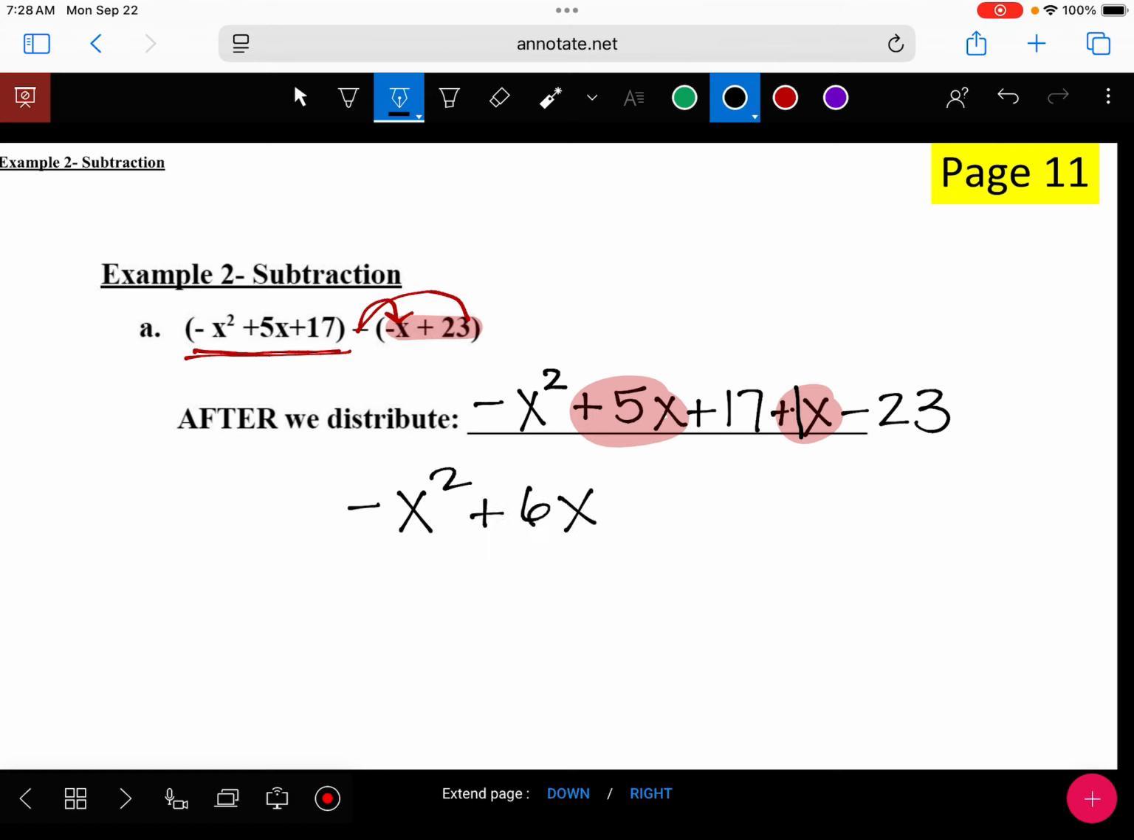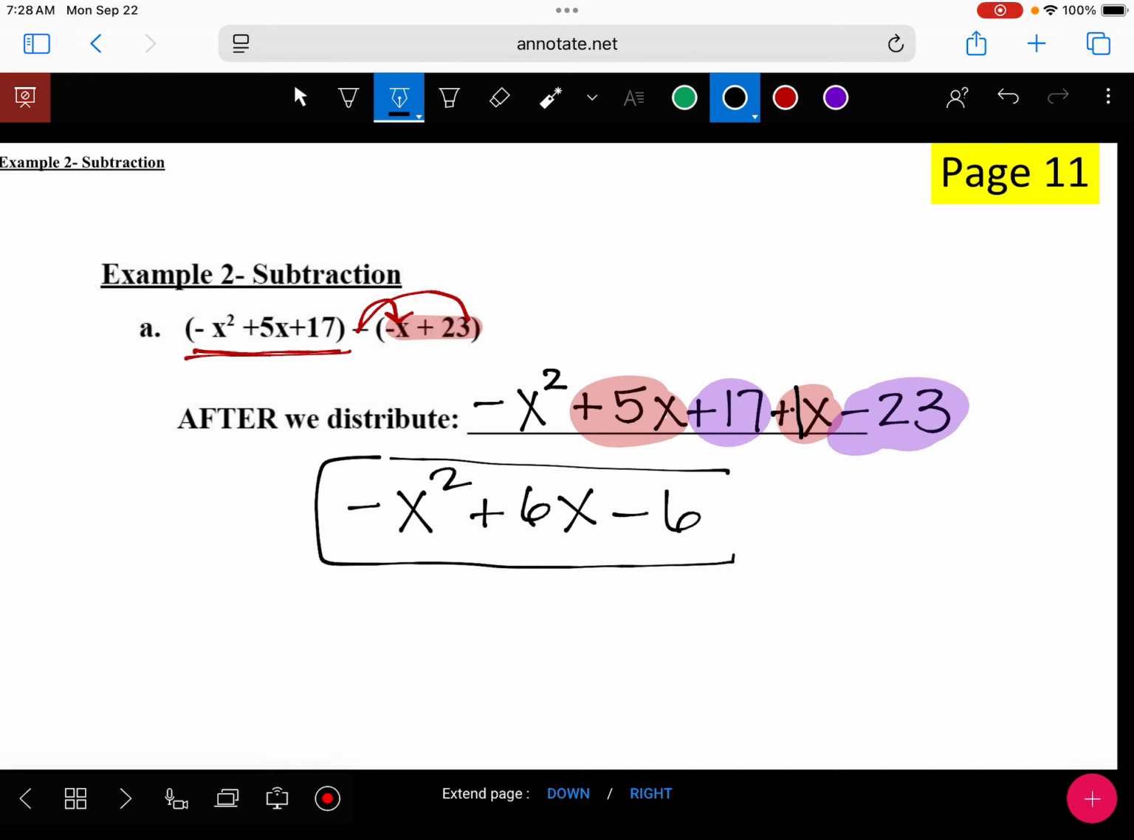And then lastly, we got 17 minus 23. Go ahead and see what you get. 17 minus 23. What is it? Negative 6. Anybody else get negative 6? Okay. And that would be your final answer.